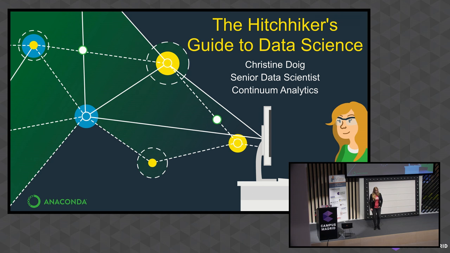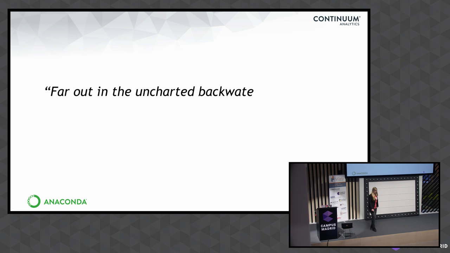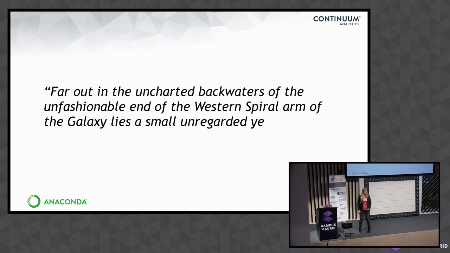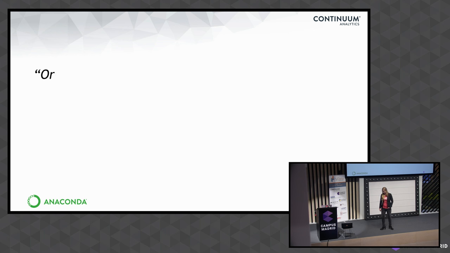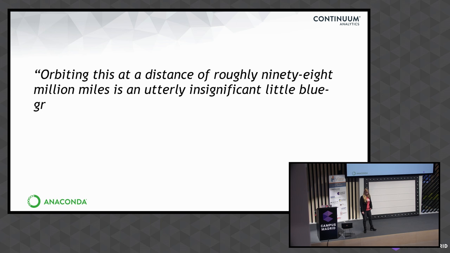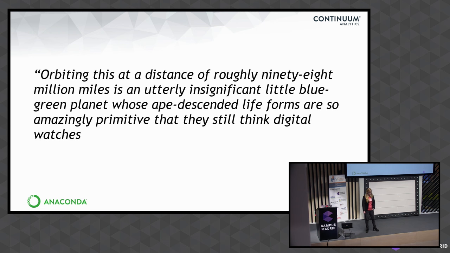Good morning. So this is a story of the Hitchhiker's Guide to Data Science. I don't know if you know how the story begins, but far out in the uncharted backwaters of the unfashionable end of the Western Spiral Arm of the galaxy lies a small, unregarded yellow sun. Orbiting this at a distance of approximately 98 million miles is an utterly insignificant little blue-green planet whose ape-descendant life forms are so amazingly primitive that they still think digital watches are a pretty good idea.